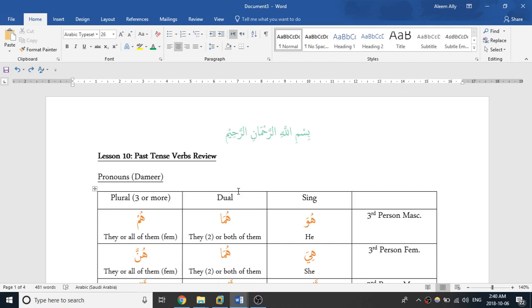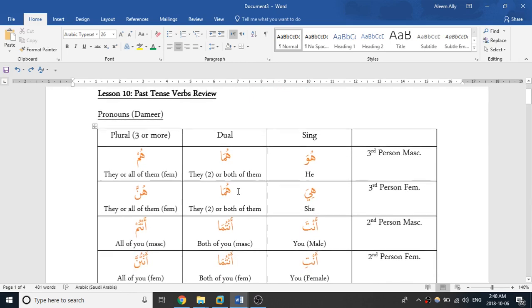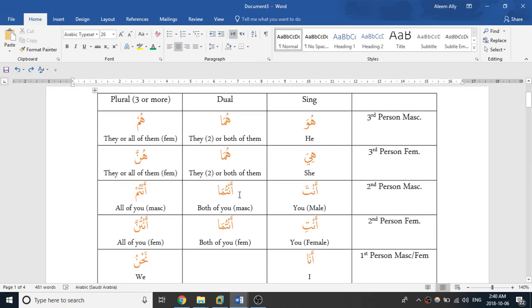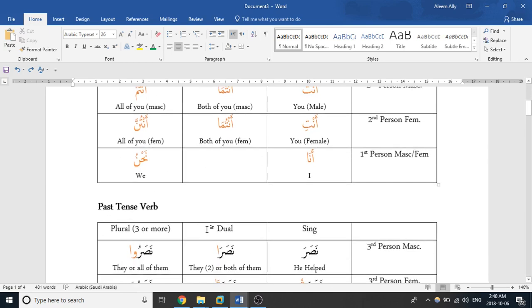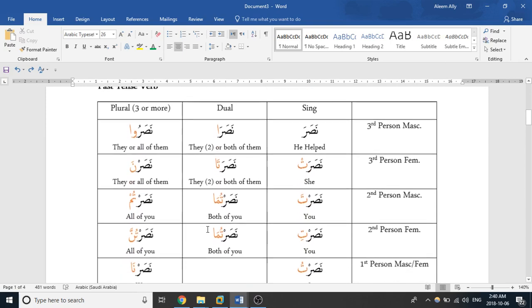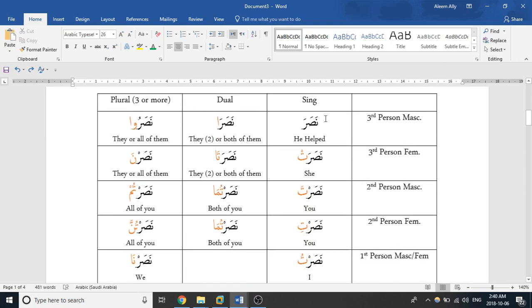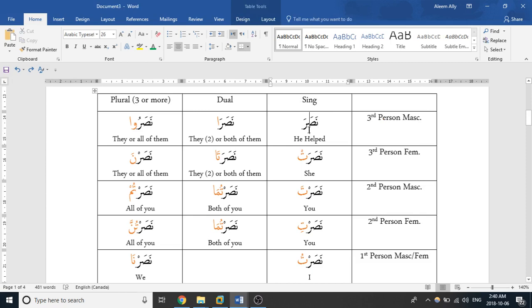But before we get into that, we need to review our pronouns. What we have here are all of the detached pronouns, all the ones that you memorize. So huwa, huma, hum, hiya, huma, hunna, anta, antuma, antum, anti, antuma, antunna, ana, nahnu. We then take these and apply them to the past tense verbs. So huwa, even though we don't see any sign of huwa in there, we know that it's built into the verb. The gender is just built in there.